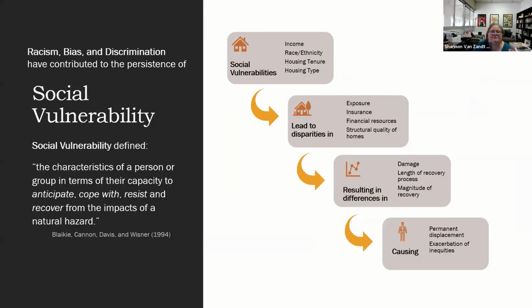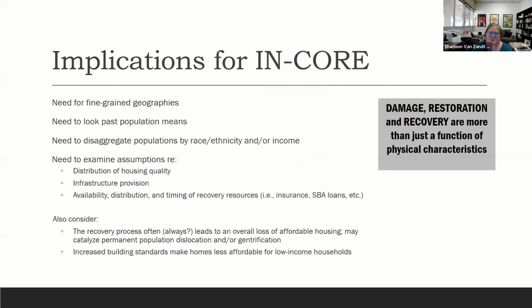So, to conclude, this is another graphic that shows how to think about this. And remember, going back to all of the historical practices that created social vulnerability in terms of the distribution of people across space. The social vulnerabilities lead to disparities in exposure, insurance, financial resources that results in more damage, longer recovery, more need for recovery, and ultimately may cause permanent displacement or exacerbation of inequities.